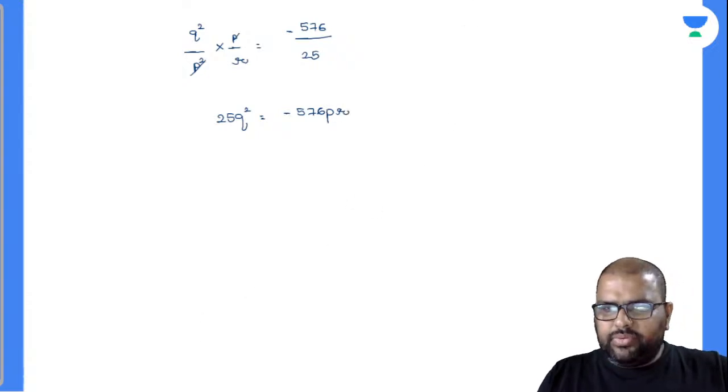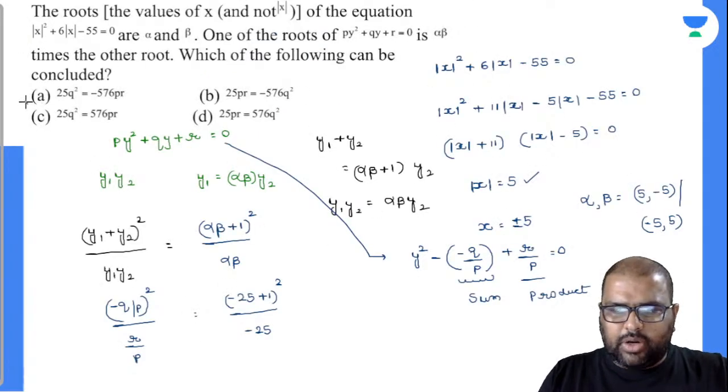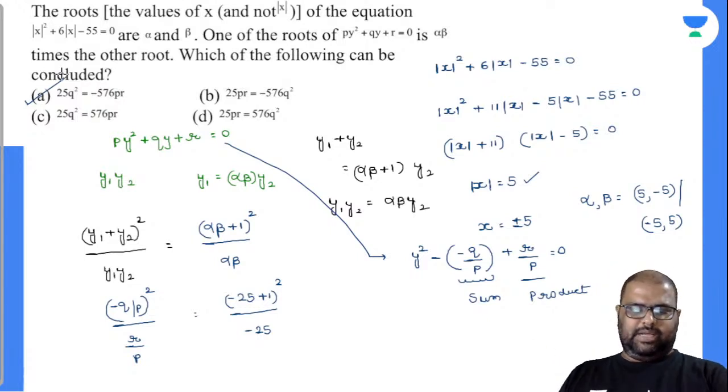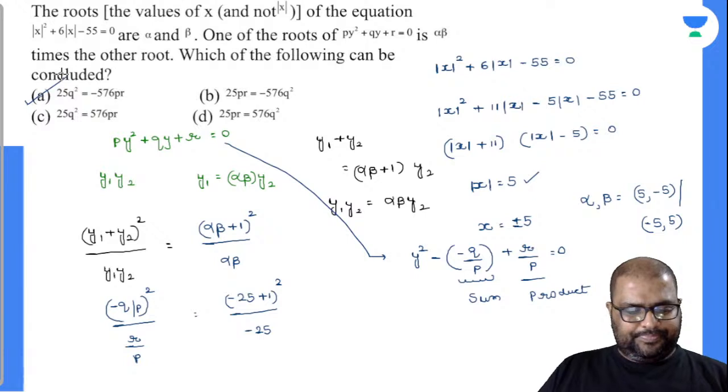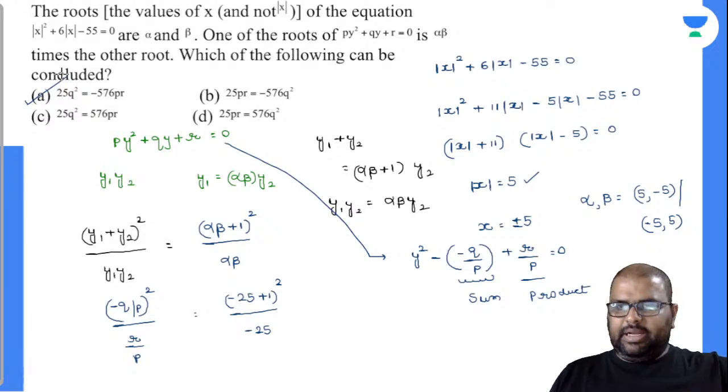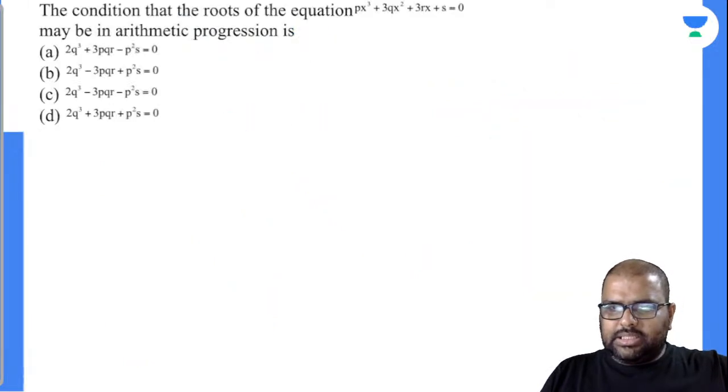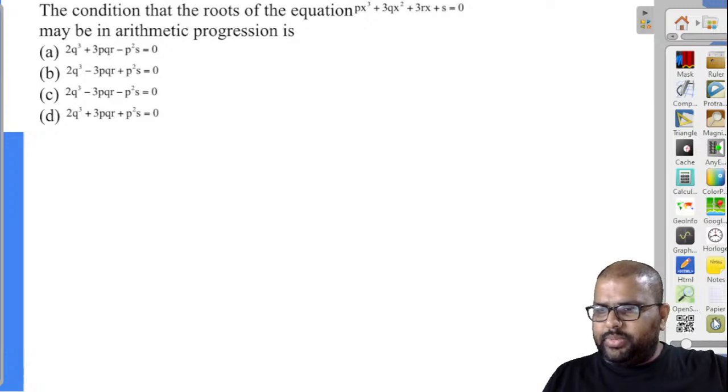So how many of you got the same answer? So your option number A satisfies the exact equation. Hope I am clear regarding this. Yes, perfectly. Now let's try this question. Here I will be giving you 2 minutes for this.